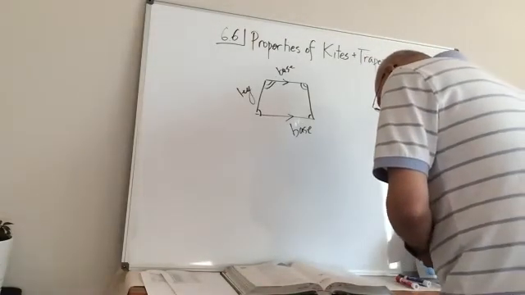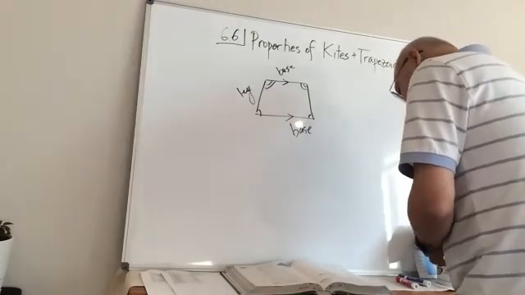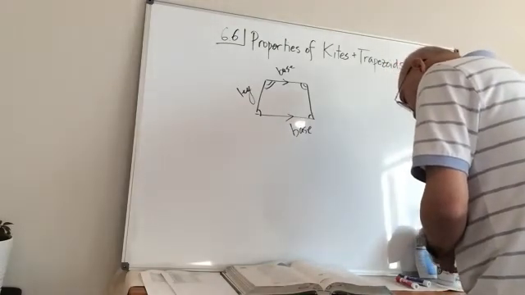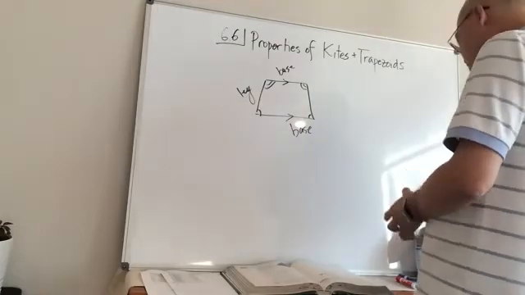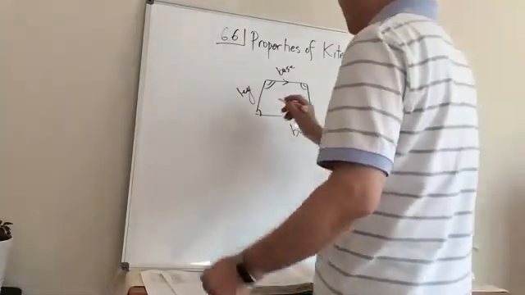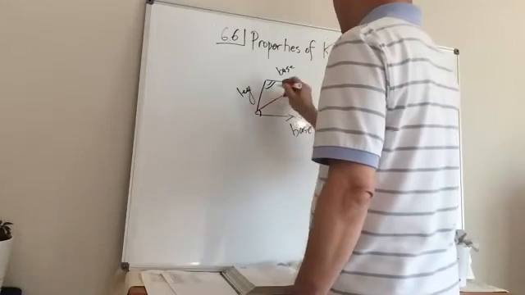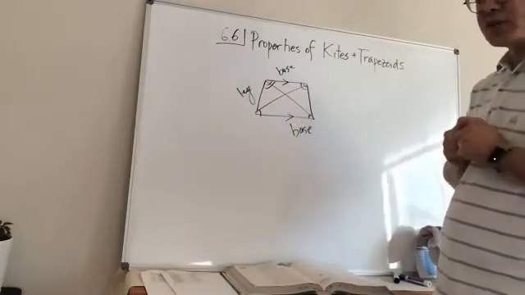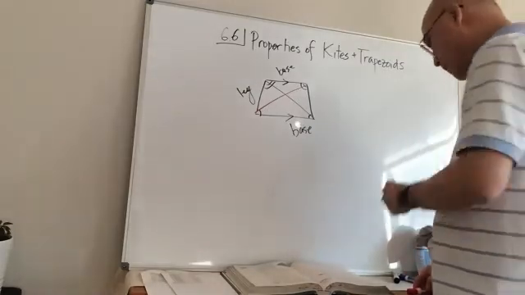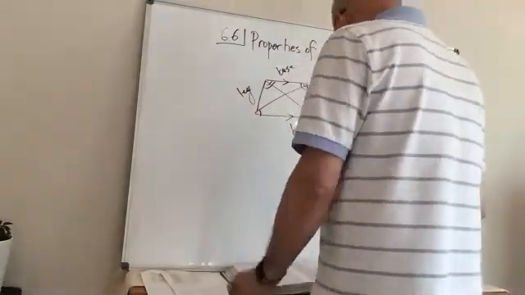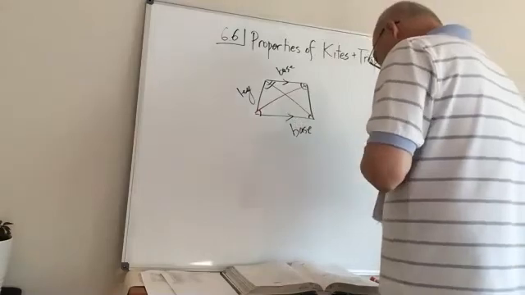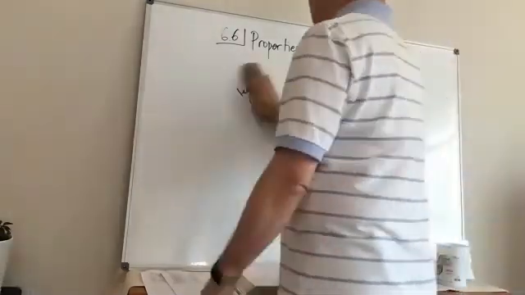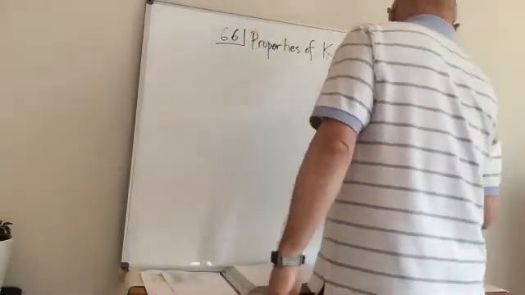6.6-5, a trapezoid is isosceles if and only if the diagonals are congruent. So we have, again, if the diagonals here are congruent, it is an isosceles trapezoid. Okay. All right, so we have a few examples here. Let's see if we can work through some of those examples.